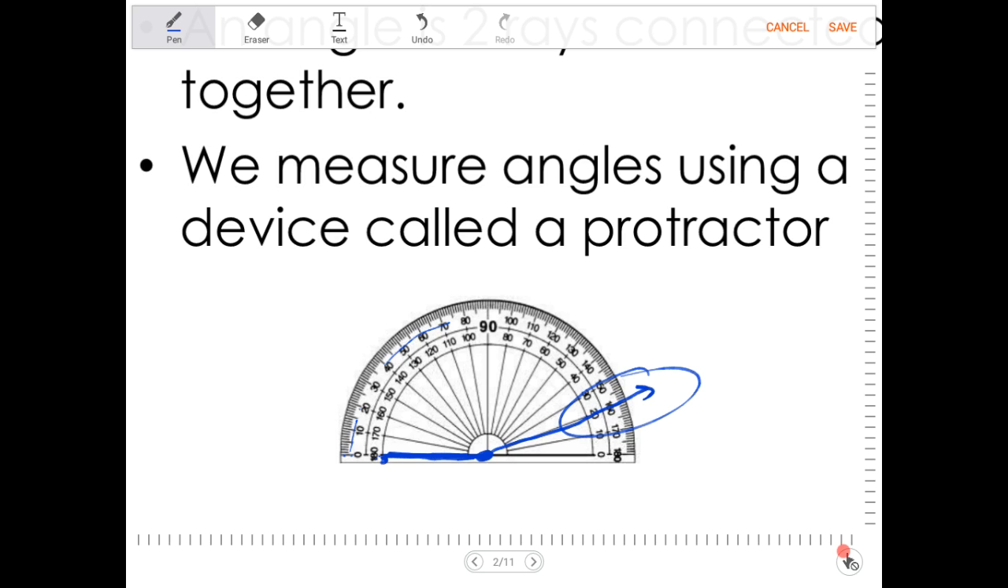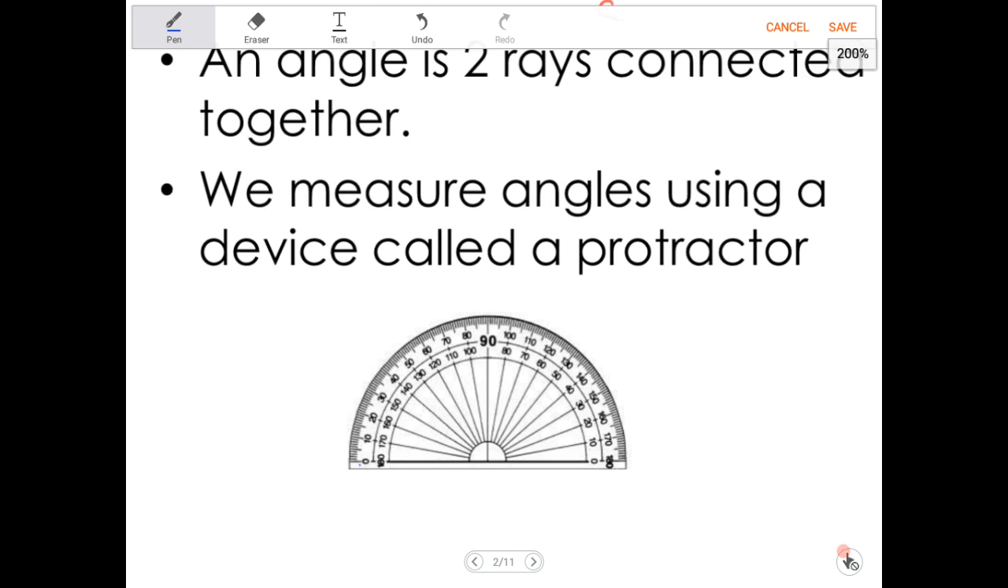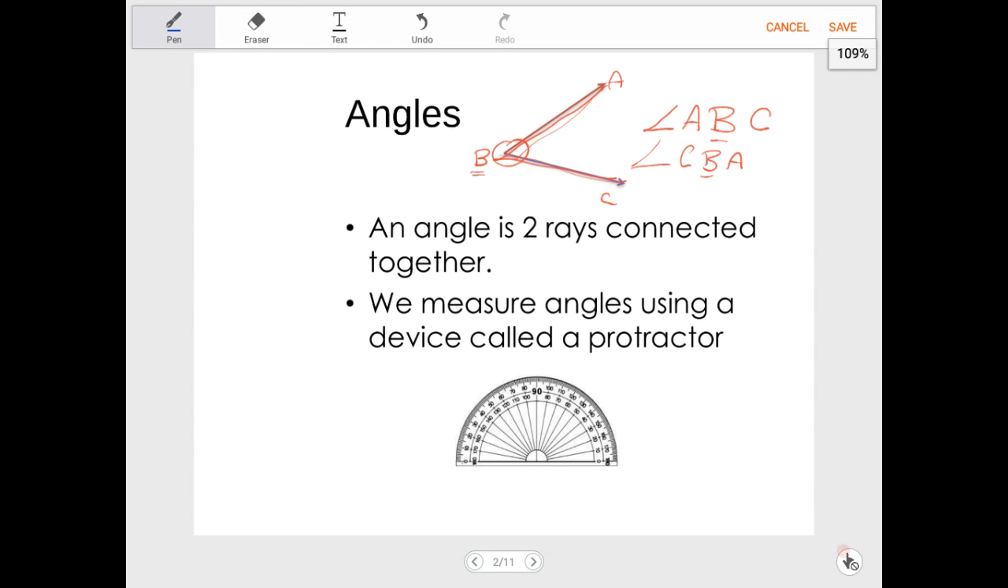I will give you practice with that, but just make sure you put one of your rays along the 0 line and use that to count up. Sometimes you'll be on the outer loop, sometimes you'll be on the inner loop. It just depends on where your 0 line is. That's not too much of a big deal. I think you've all done that before, but I will give you practice with that. Okay, let's move along here.